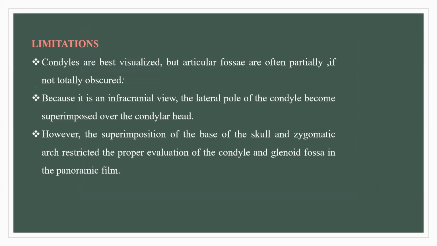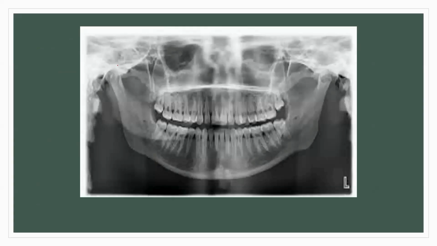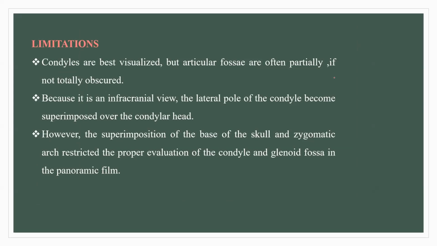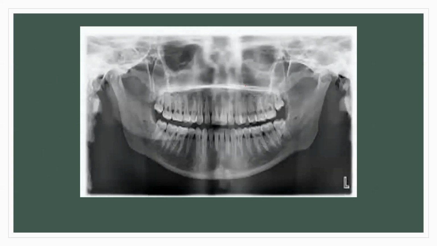The condyles are best visualized, but the articular fossa are often partially or not totally seen. Okay, can you see the fossa over here? Sometimes it can be obscure. Okay, so that is one limitation. But you can see the condyle, and the condyle head and neck can be properly visualized, but the fossa is doubtful because it is an intracranial view. The lateral pole of the condyle becomes superimposed over the condylar head, and the superimposition of the base of the skull and the zygomatic arch restricts the proper evaluation of the condyle and the glenoid fossa in the panoramic image. Okay, so there is a threat of superimposition.